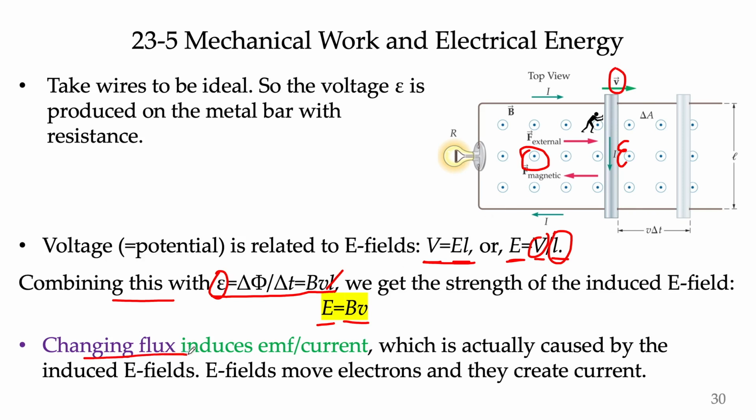Okay, changing flux induces electromotive force or current, we learned this, which is actually caused by the induced electric fields. Electric fields move electrons and they create current. In this chapter, we don't really talk about Maxwell's equations or electromagnetic theory, but when you take that class in the future, you will learn that changing magnetic fields will create basically electric fields, and this is what's happening here. So those electric fields are actually creating the currents on the wires.